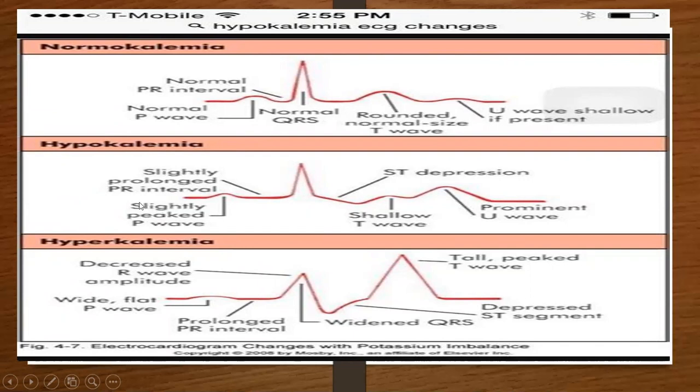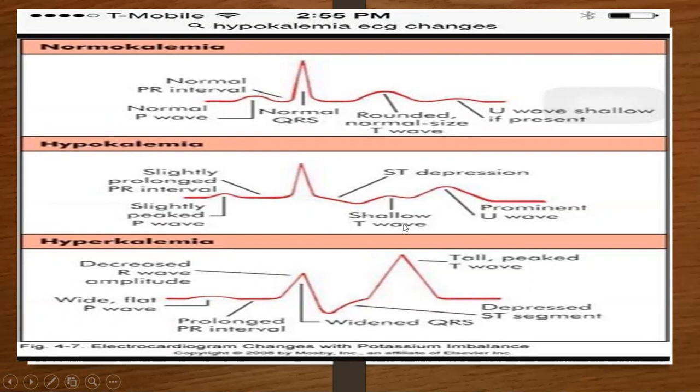Now, if they have hypokalemia, you'll start seeing your changes, okay? Your PR interval is gonna start getting prolonged and flat. I'm sorry, it'll be slightly peaked with your hypokalemia. Your QRS is still looking okay, but then you're gonna have that ST segment depression and then a shallow T wave. But then look here, what's going on with hypokalemia, significantly that U wave is starting to rise. So you'll see the prominent U wave.